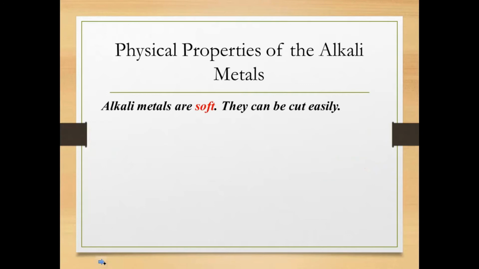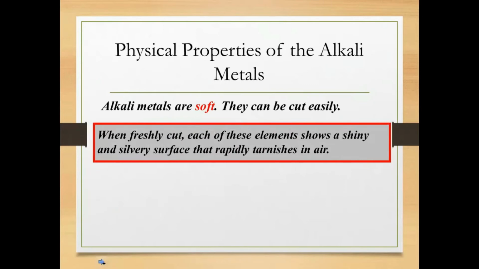Here we have the first physical property of the alkali metals, or the group number 1 metals: they are soft. They can easily be cut with a knife. Alkali metals are soft metals, and they are the only metals which are soft and can be cut by a knife.